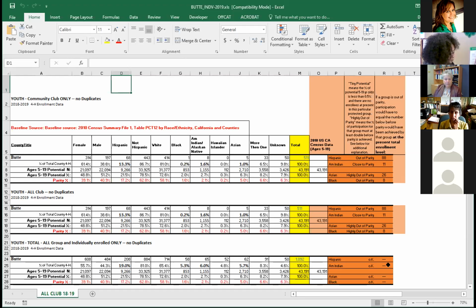Lynn, I think you're talking about the bottom. The bottom, the total youth all, group and individually enrolled. That would be the bottom. That's what we're looking at here, not the top one. Okay, excuse me. The top one is community club only. I know there's too much space in between that and the column, but this first one right here is community club only. The one in the middle is all club. And then the last one is all group and individually enrolled. I apologize. I was looking at it in reverse. Okay.